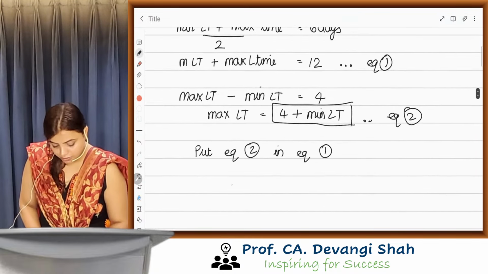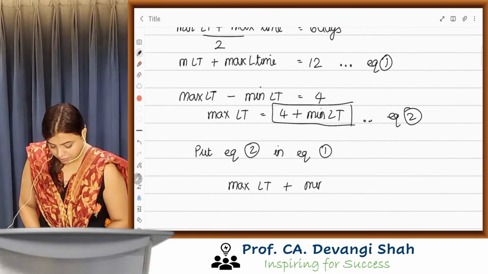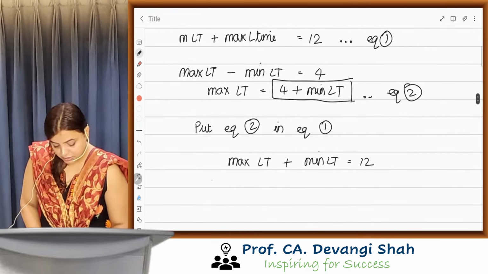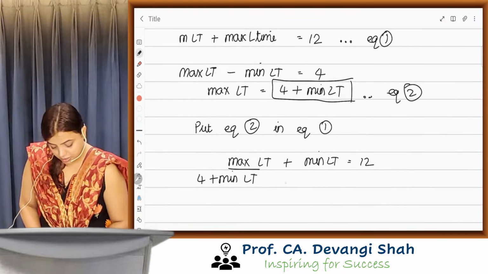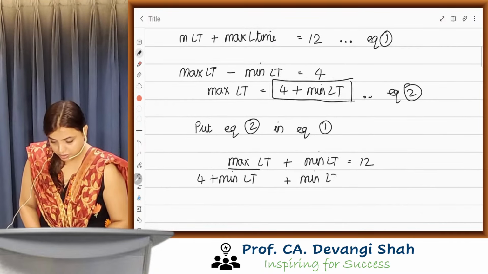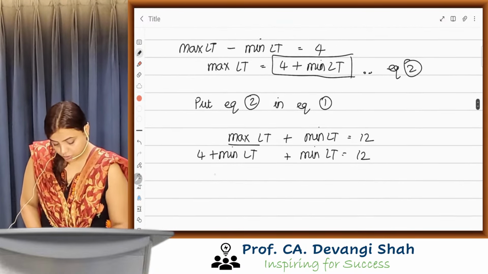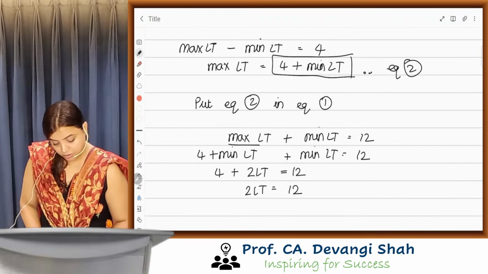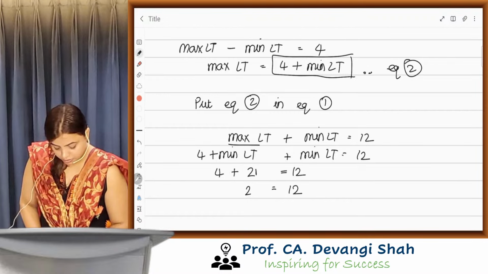My equation 1 was maximum lead time plus minimum lead time is equal to 12. But I got to know that maximum lead time is 4 plus minimum lead time. Correct? So 4 plus minimum lead time plus minimum lead time is equal to 12. So 4 plus twice minimum lead time is equal to 12. Twice minimum lead time is 8, so minimum lead time.